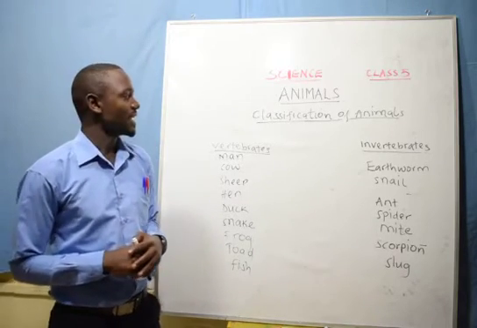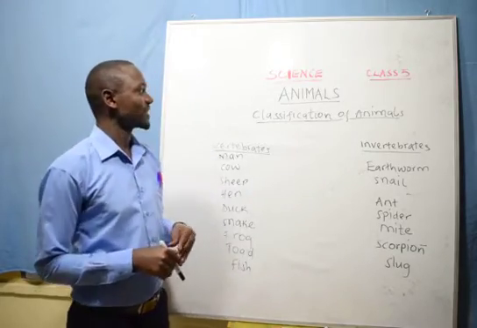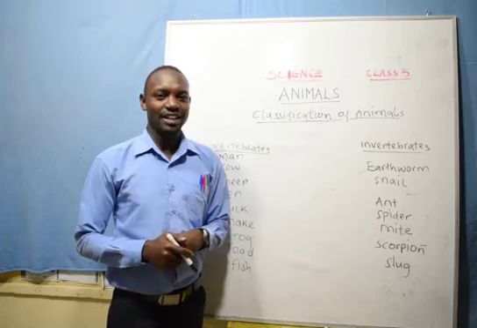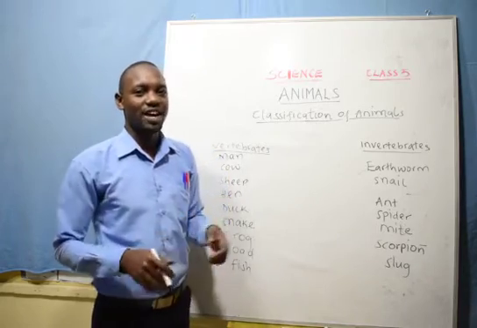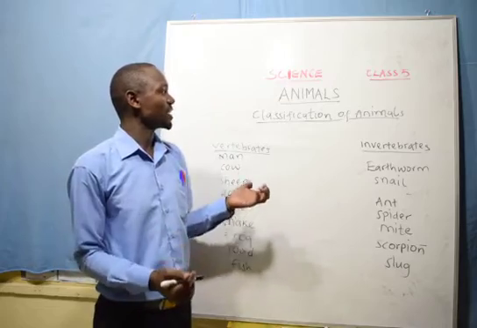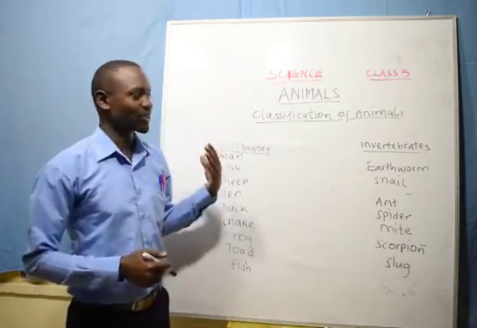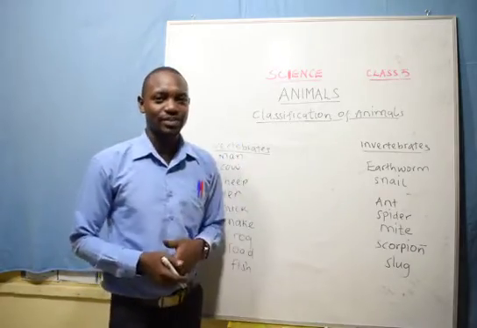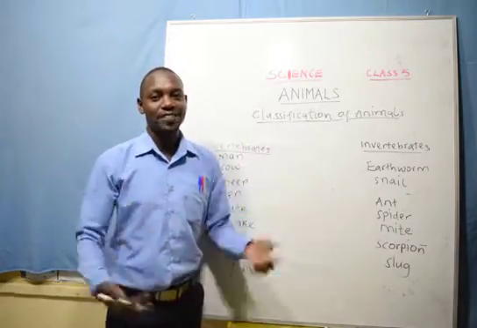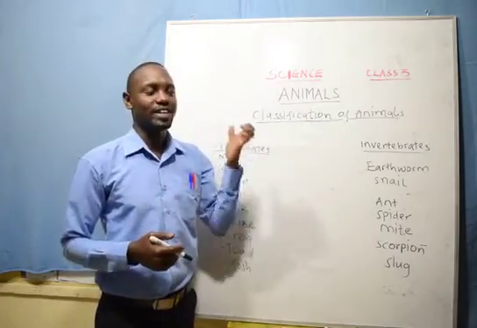I want to take you through a science lesson on animals. In the previous lesson, we looked at weather, whereby we looked at the weather instruments, and now, this morning, we are going to look at animals. In the previous lesson, we had looked at plants, whereby we said plants are living things. Remember, animals are also living things.